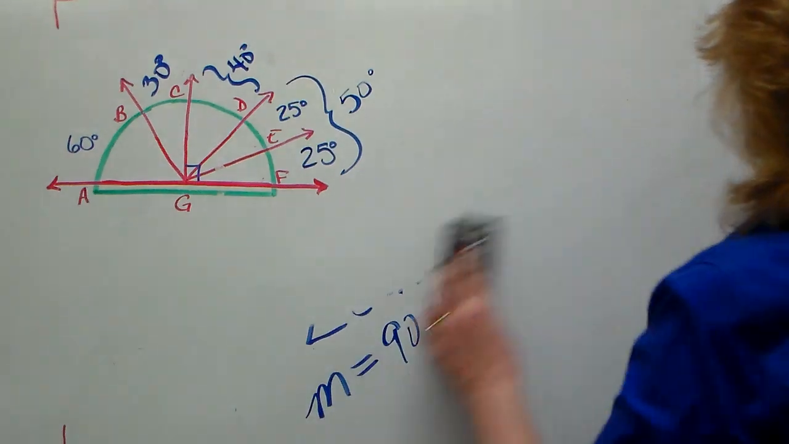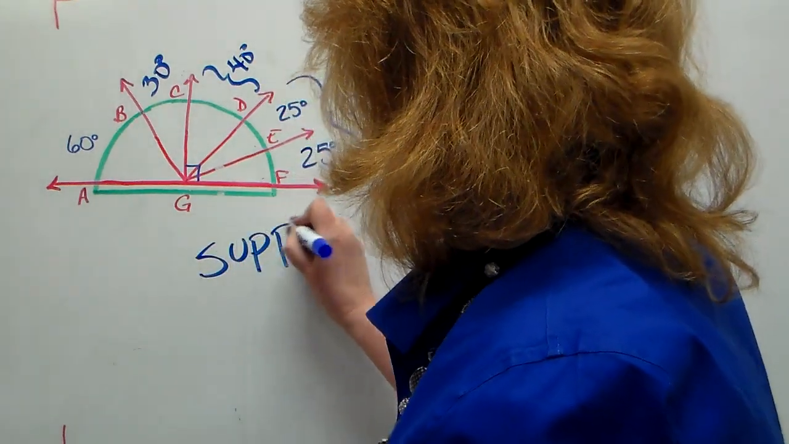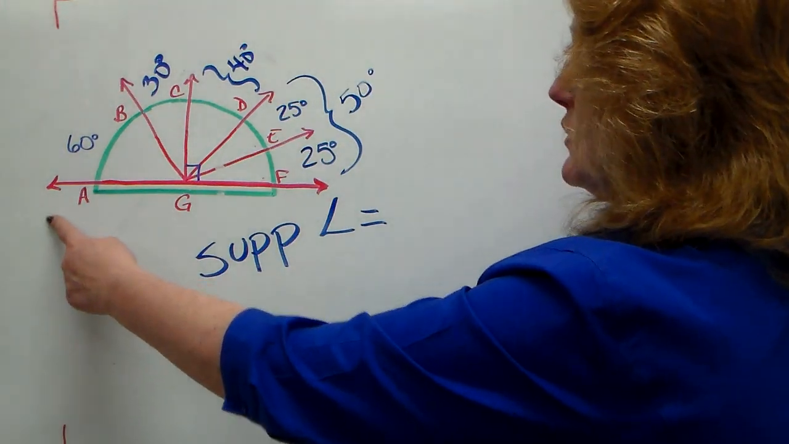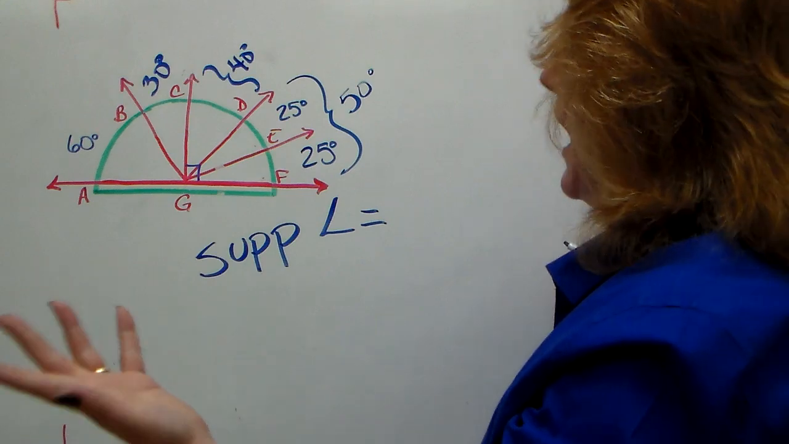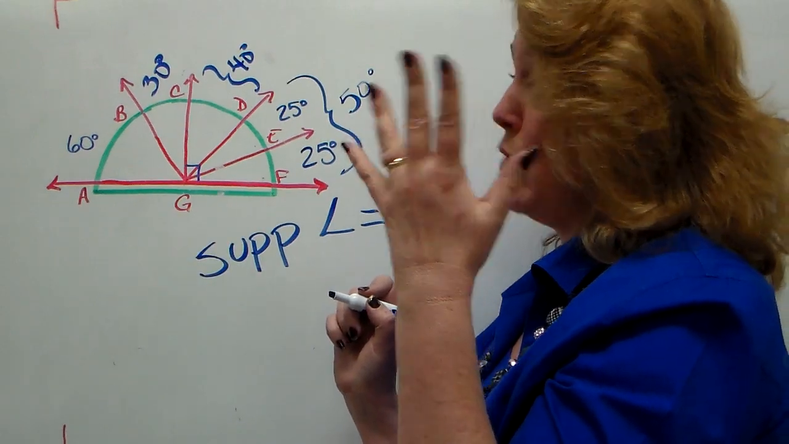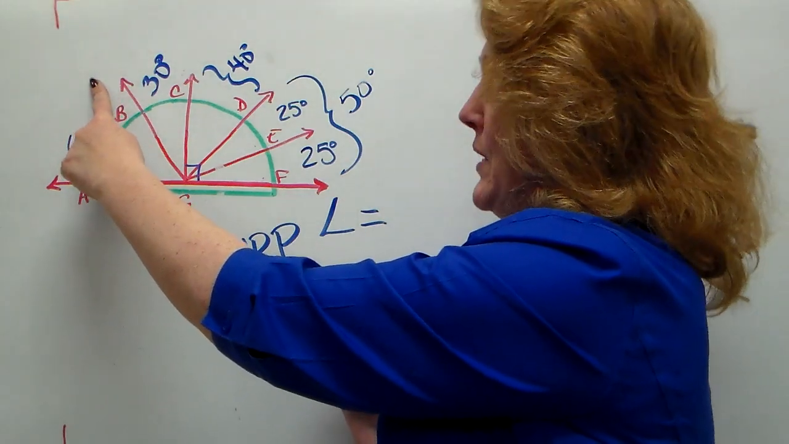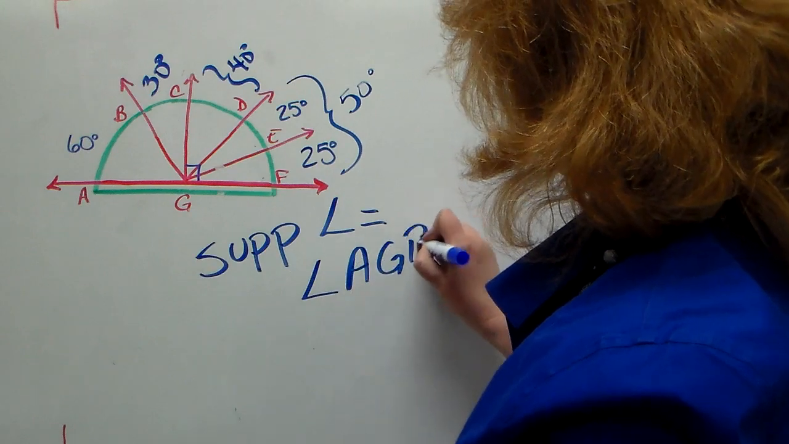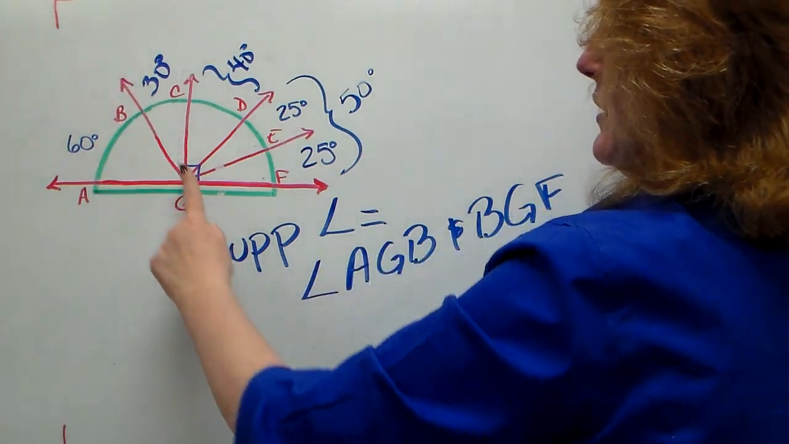What about supplementary? These are two angles that when added together equal 180 degrees. So I'm looking for two supplementary angles. Well, gee, as long as one of them starts on AG and the other one finishes on FG, I'm good. I can choose any two, and I'm going to branch off on the same ray. Angle AGB and angle BGF are supplementary. AGB and BGF. This one plus this one.